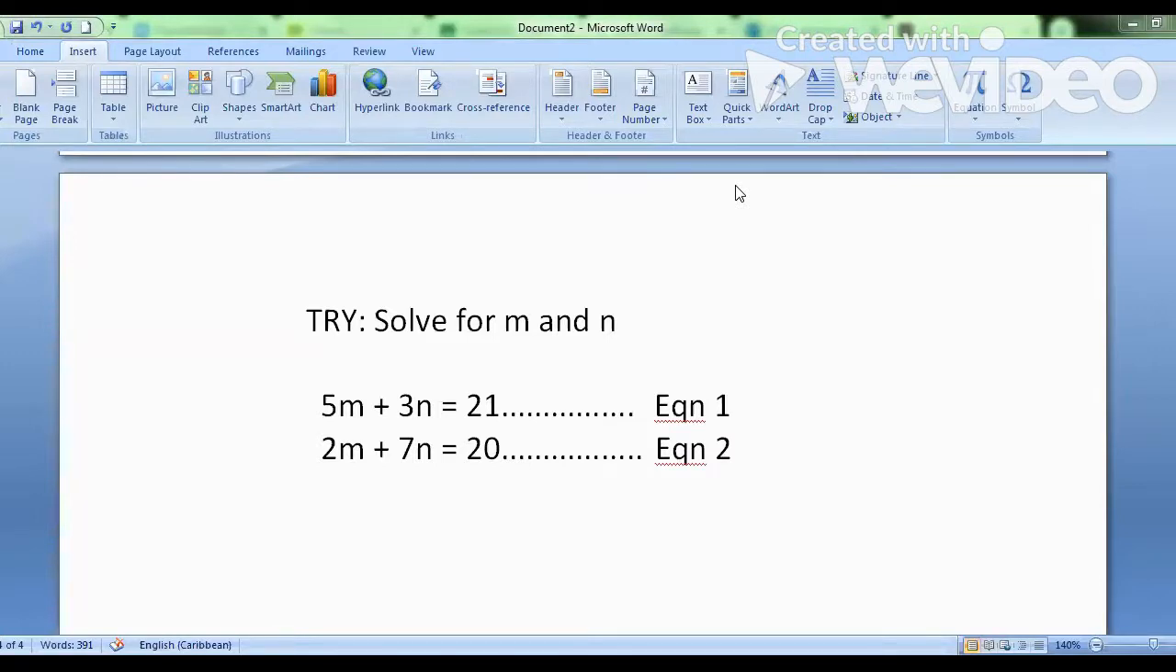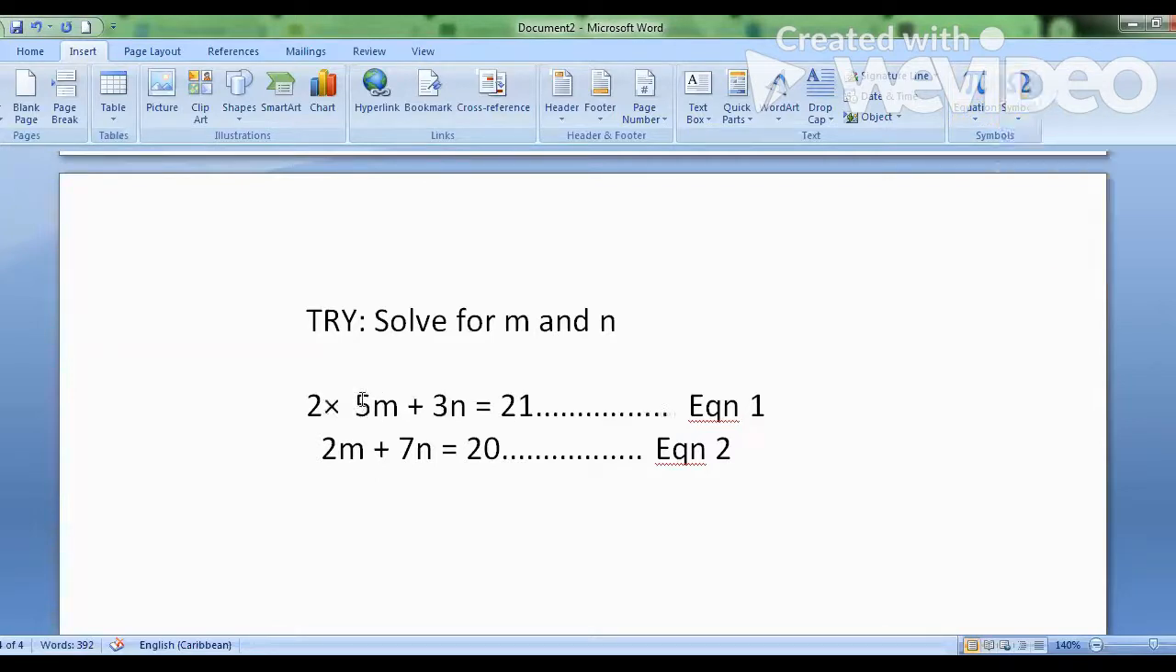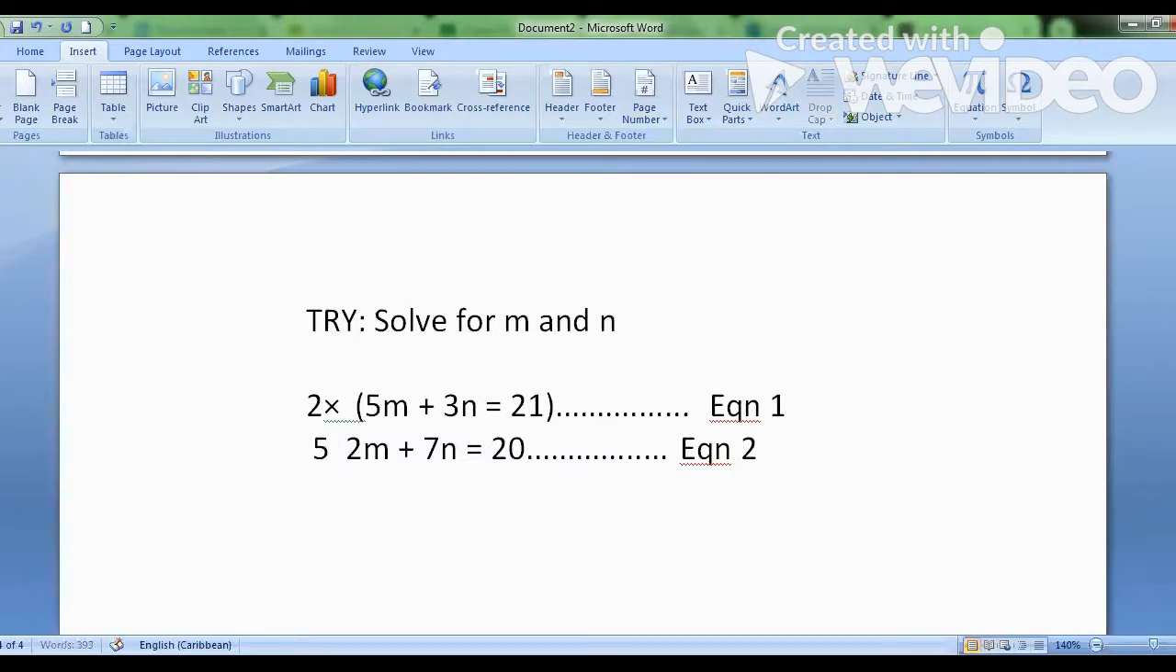Sir, say something now. Mr. Stevens. Yes. Sorry about that. Yes, I was trying to say 2x bracket 5m. No, it's not 2x. It's 2 times, yes. Not 2x. So 2 times bracket, another bracket, and then 5 times bracket.